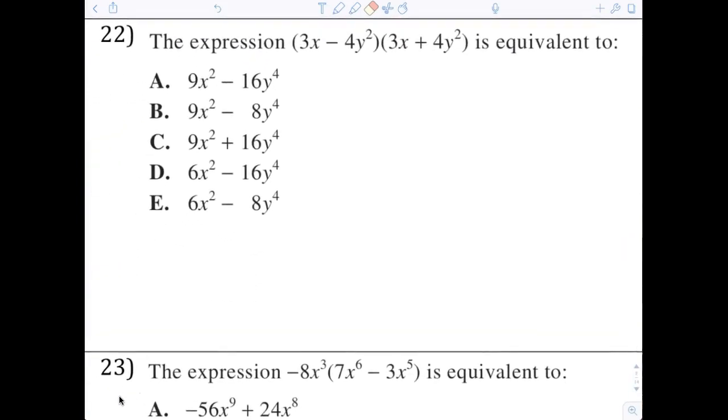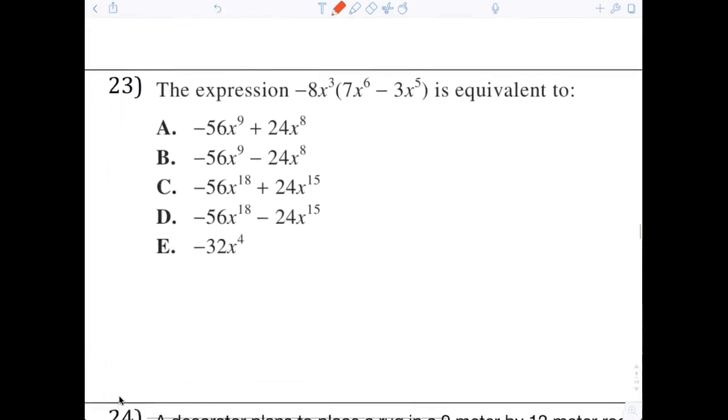This one, again, should be pretty simple. All right. What's 3 times 3? 9. So right off the bat, it can't be D or E. What's 4 times 4? 16. So I know it's not B. What's a positive times a negative? So I know it's not C. Has to be A. Any questions?